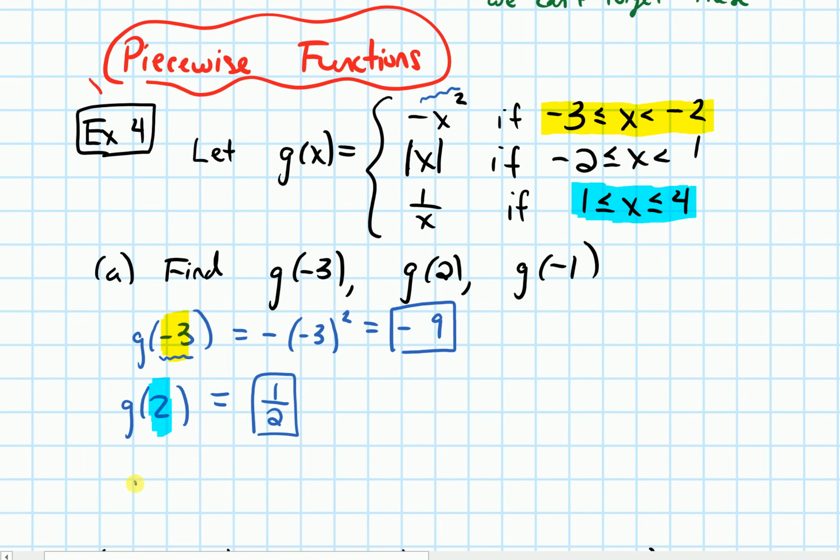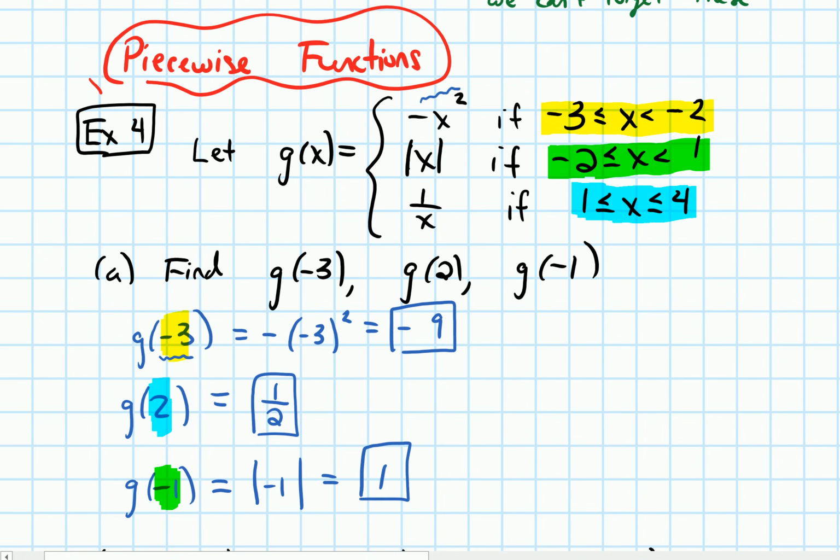And then finally, if we do g of -1, I'm plugging that in for the x. -1 lies in this middle interval. It's going to be in between -2 and +1. So plugging in -1 into there, I'll get the absolute value of -1, which is 1. Okay, so that's how I evaluate a piecewise function at certain values like this.